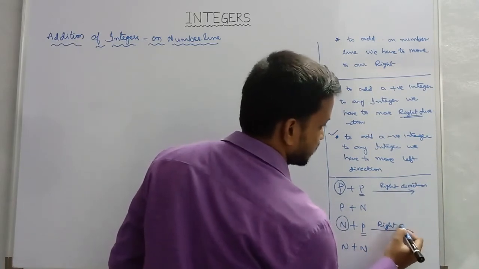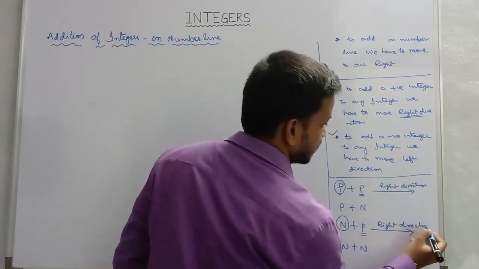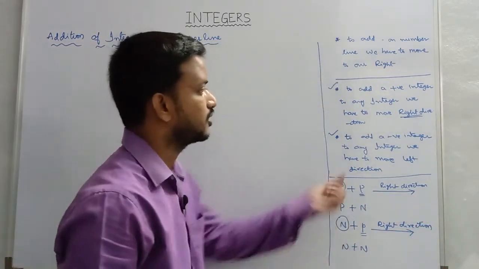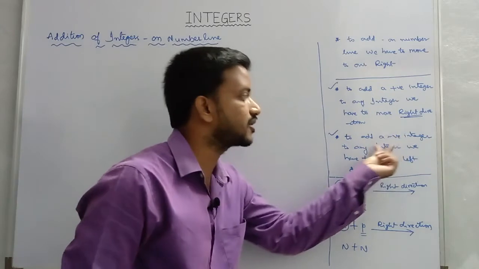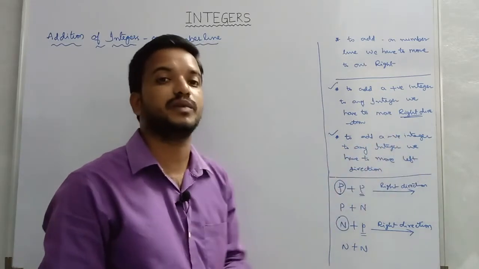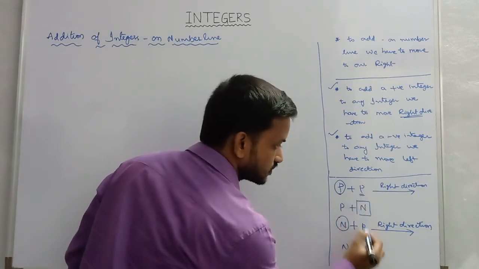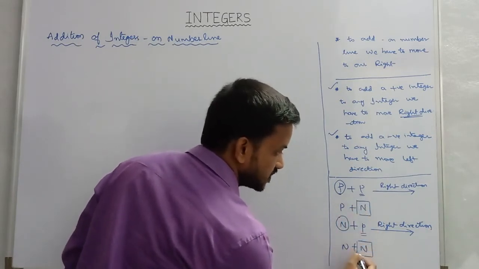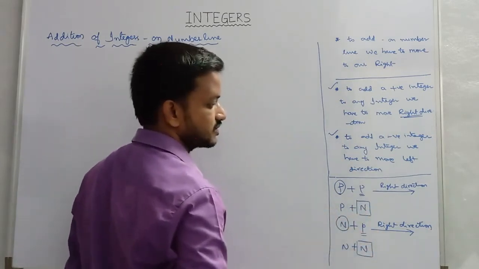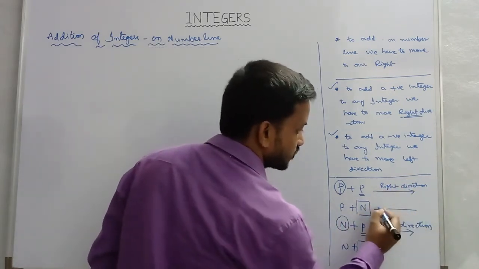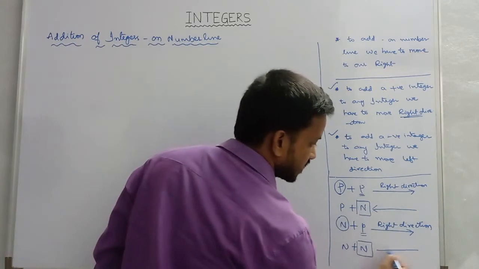Is it clear? But coming to this condition, to add a negative integer to any integer. To add a negative integer means when the second integer is negative, you have to change the direction. Instead of moving right direction, we have to move left direction on number line.